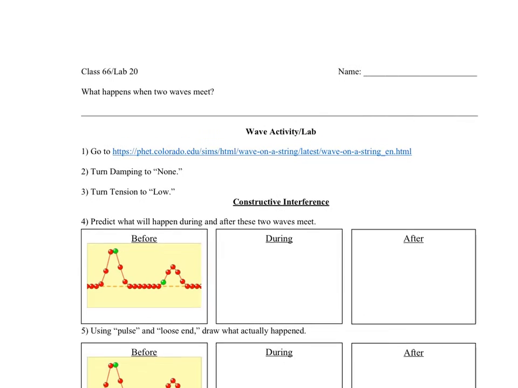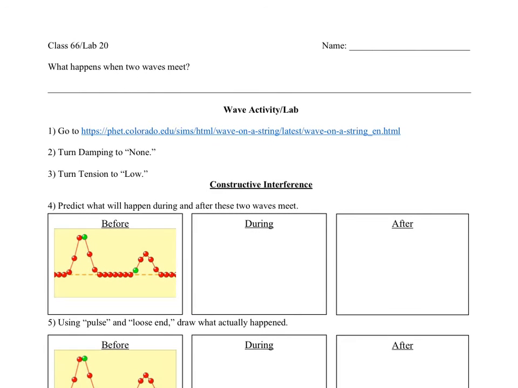So, what are we doing today? Looks like we got a class lab activity going on here. We were using a PhET simulation in class. If you weren't there for class, just check it out. It's pretty easy to use once you get used to it. But the first thing we were doing was just checking out what happens when waves meet.